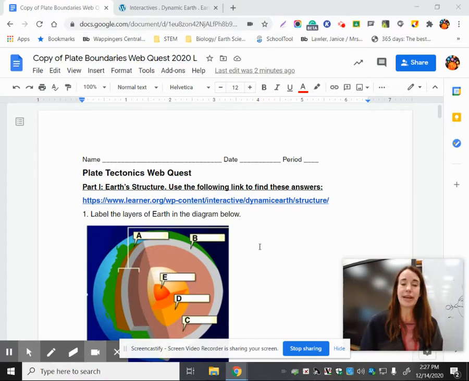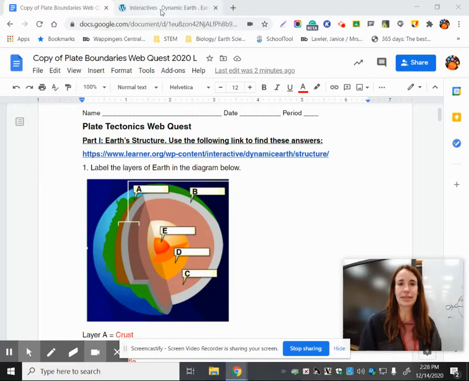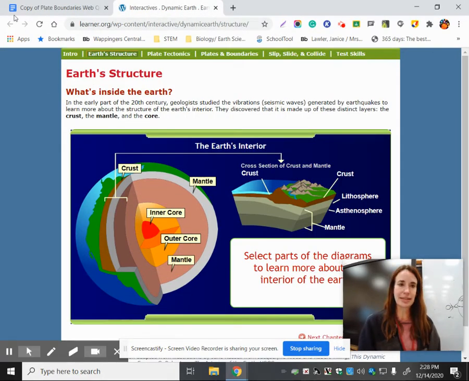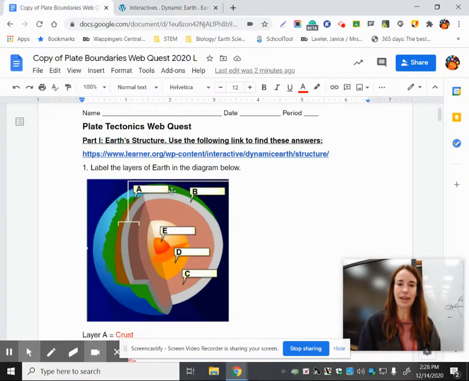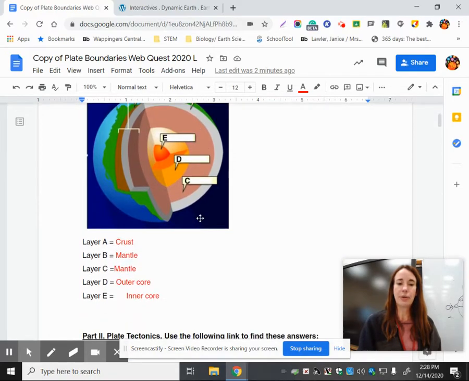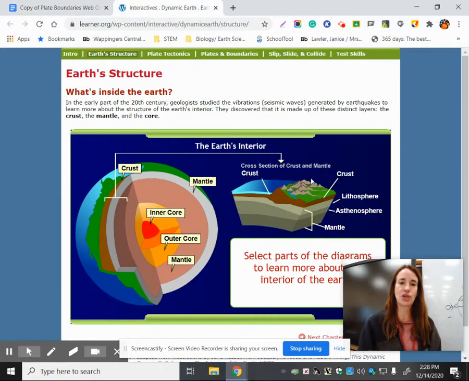So what we're doing today is we're going to go through this Plate Tectonics Web quest. And you might have started this. I just want to make sure everyone has all the information that they need. So the first thing is we're going to click on these particular links, and it's going to take us to these sites. So the first one is this. And what we're doing is we're figuring out what A, B, C, D, and E are. Okay, and we're going to fill in the answers down below, but I want to show you where they are.